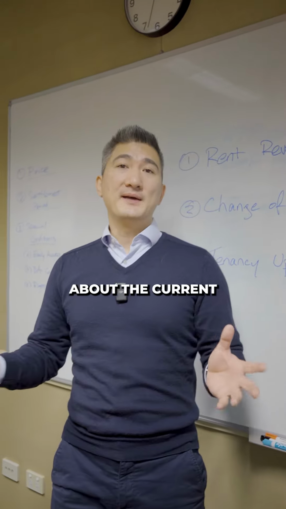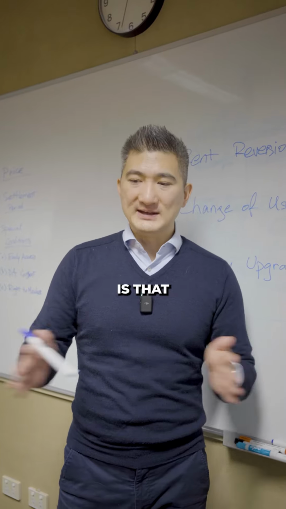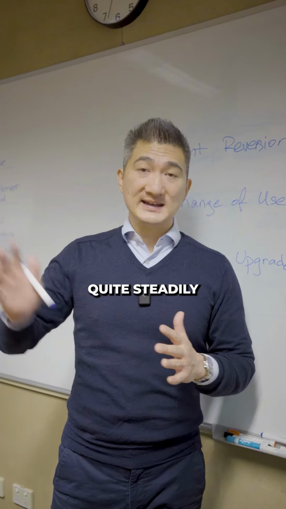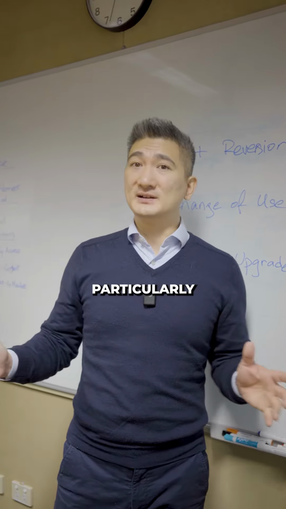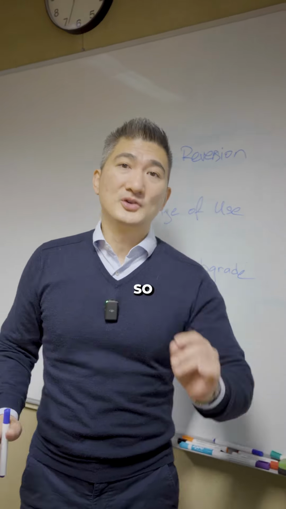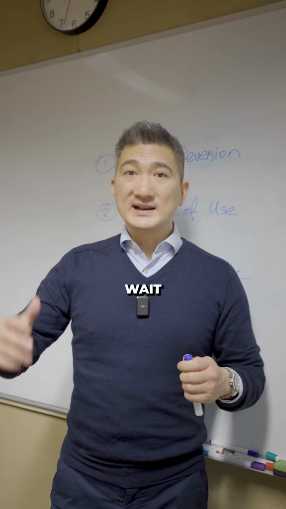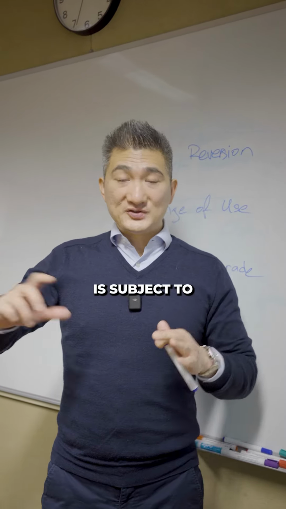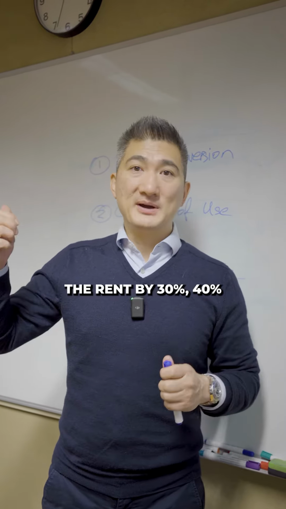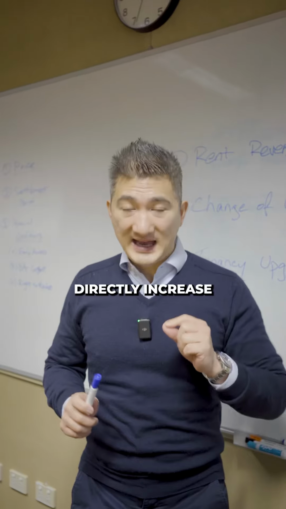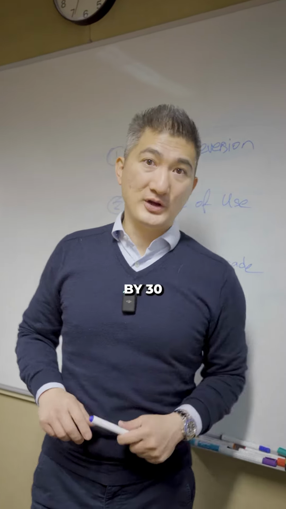So one of the great things about the current commercial property market is that rents are going up quite steadily and quite significantly year on year, particularly in the industrial and logistics area. So what you can do is you can buy a property that is slightly under rented, wait a couple of years. When the lease is subject to market review, you can increase the rent by 30-40%, and that's going to directly increase the value of your property by 30-40% as well.